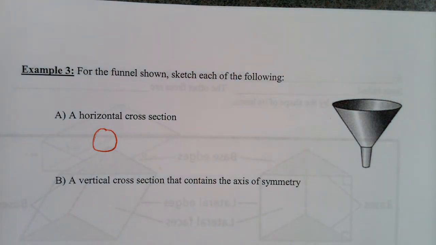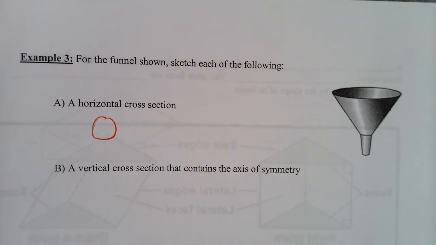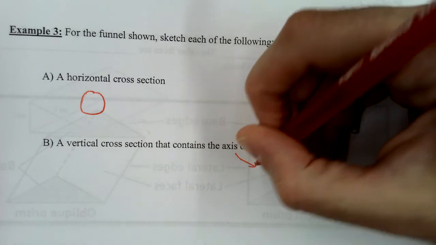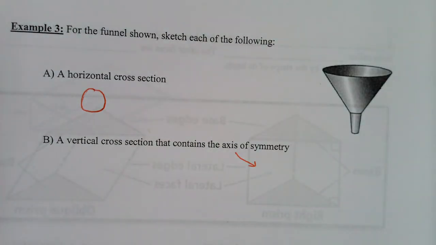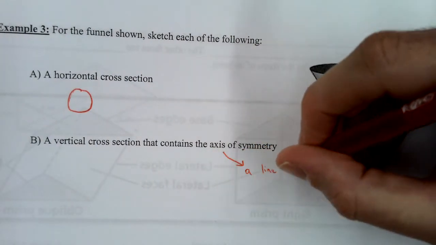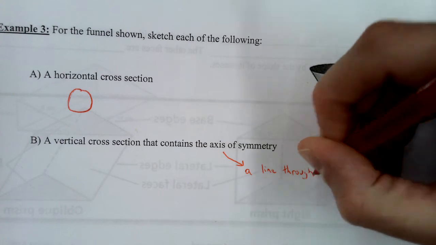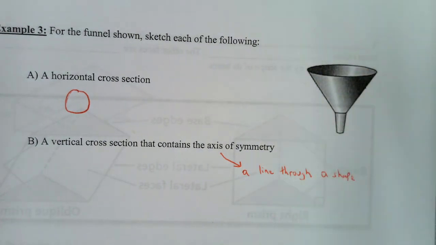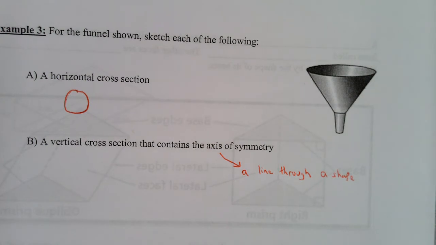Part B, a vertical cross section that contains the axis of symmetry. So in case you don't know what that means, it's a line through the shape so that each side is a mirror image.